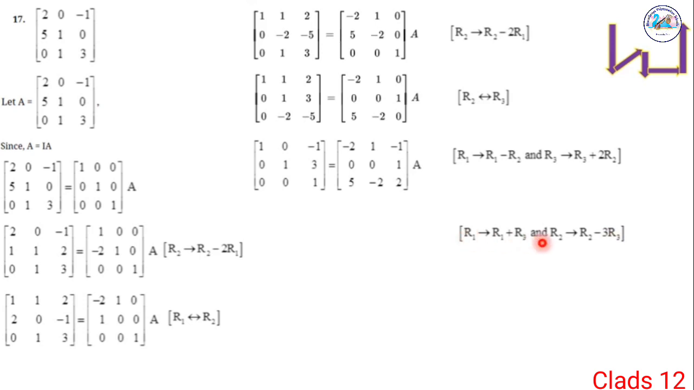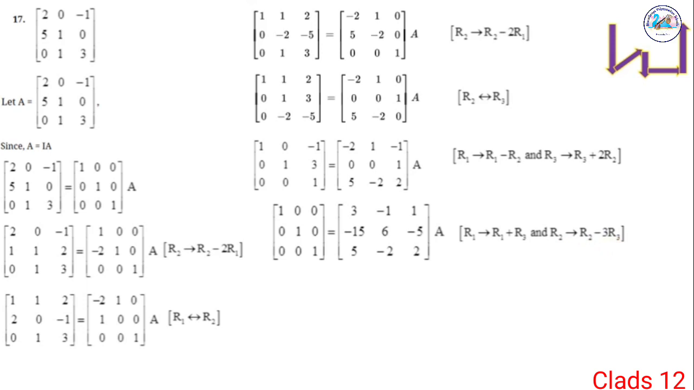After doing this transformation, the matrix will go like this. R1 changes to R1 plus R3, that is 1 plus 0, that is 1. Next, 0 plus 0, that becomes 0. Minus 1 plus 1, that becomes 0. So R1 is changed.